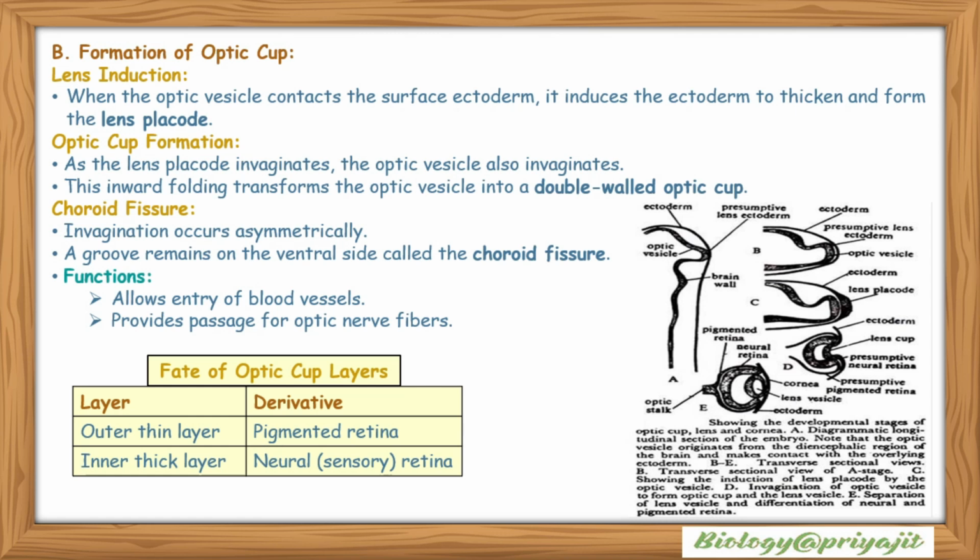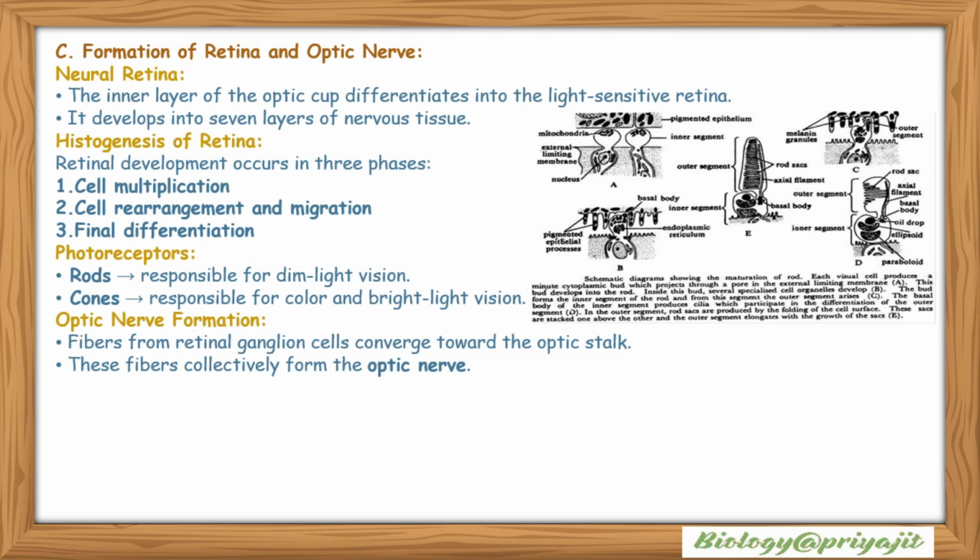Choroid fissure: invagination occurs asymmetrically. A groove remains on the ventral side called the choroid fissure. It allows entry of blood vessels and provides passage for optic nerve fibers. Formation of retina and optic nerve.